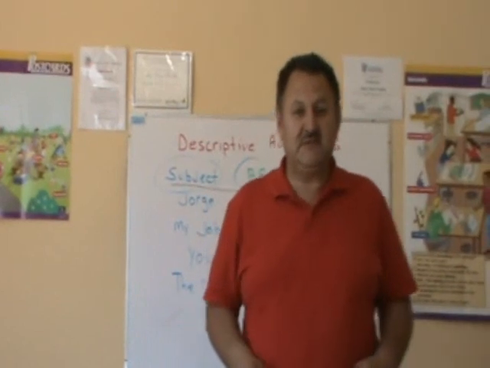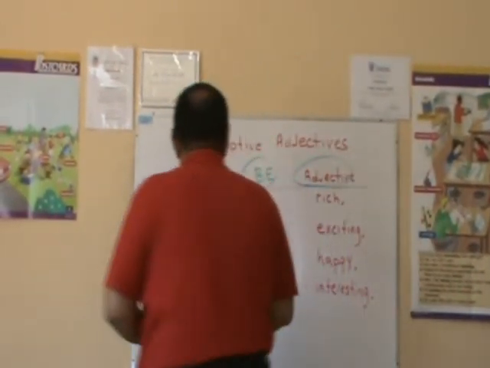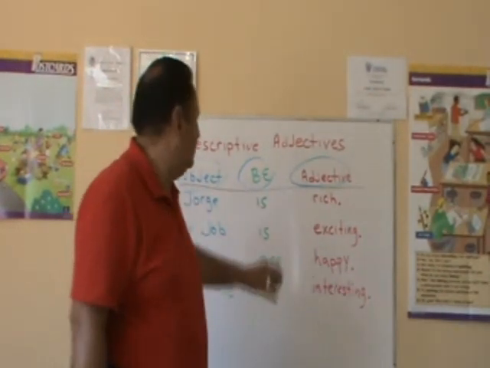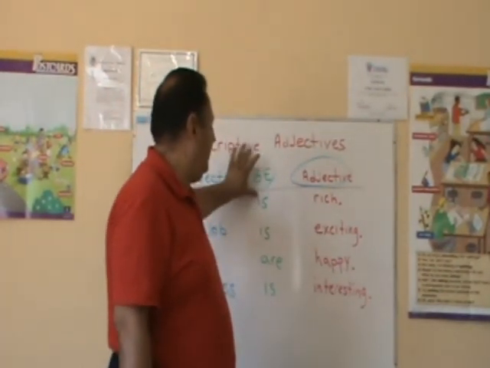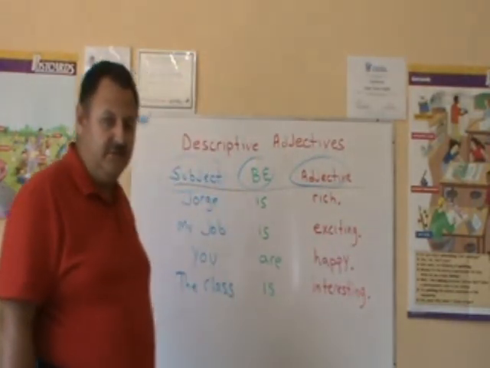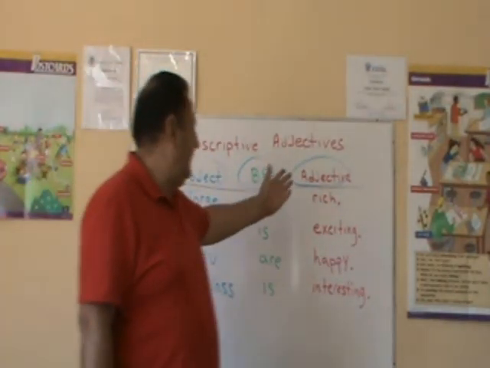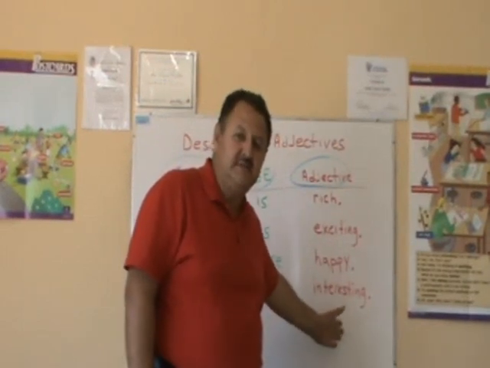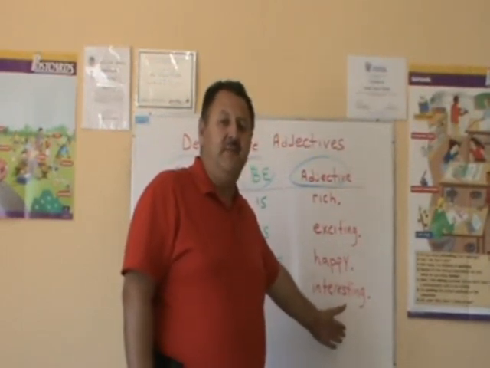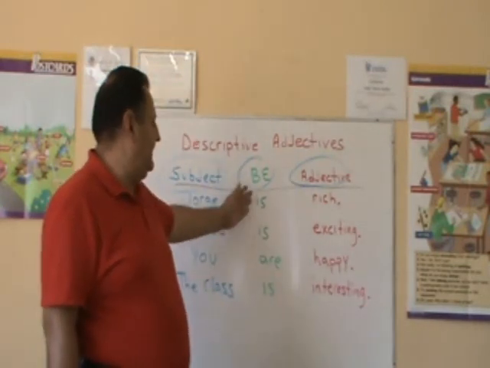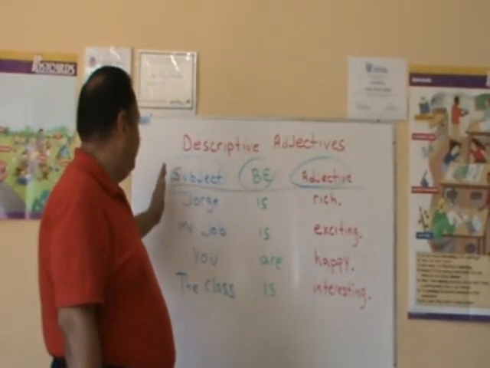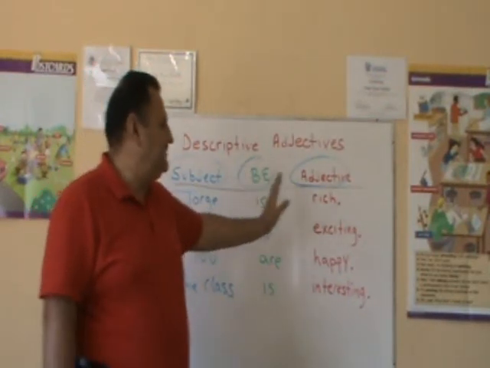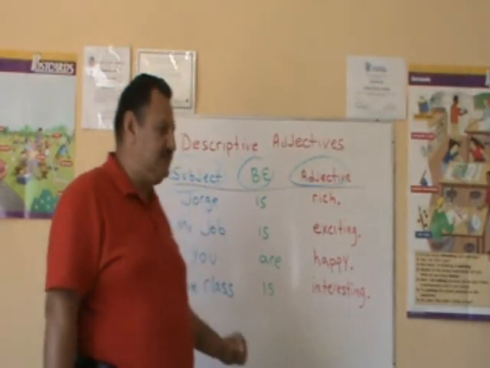Look at these examples that I have written for you. Look, we only have the subject, the verb be, plus the adjective. So in this case, the adjective is the word that describes. What is it describing? It is describing a condition of the subject. Okay? And we have the subject at the end of the sentence.